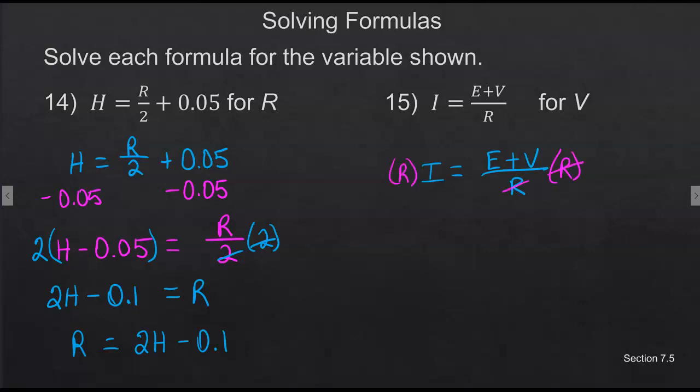All right, I'm going to cross that out, and so we have IR equals E plus V. And then to solve for V, we simply subtract E on both sides, always on both sides. So V equals I times R minus E.